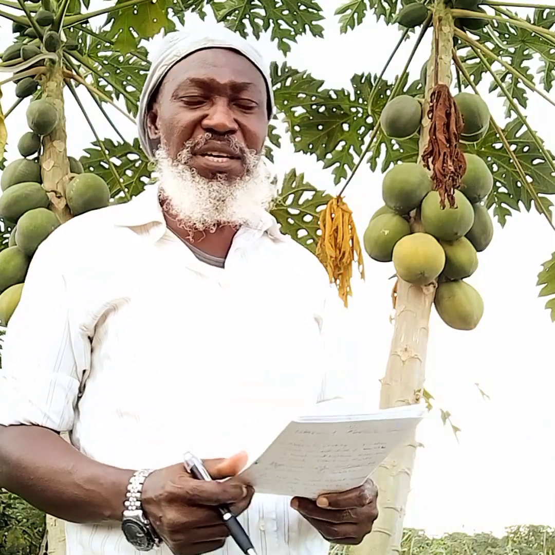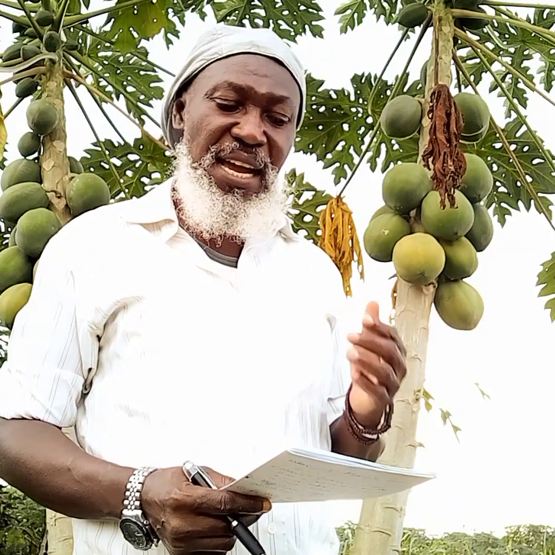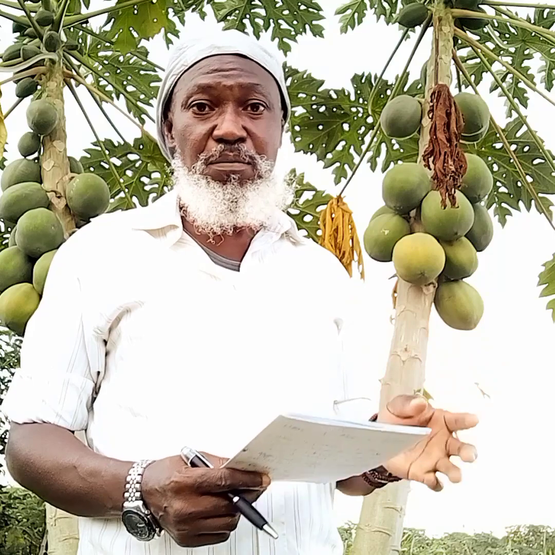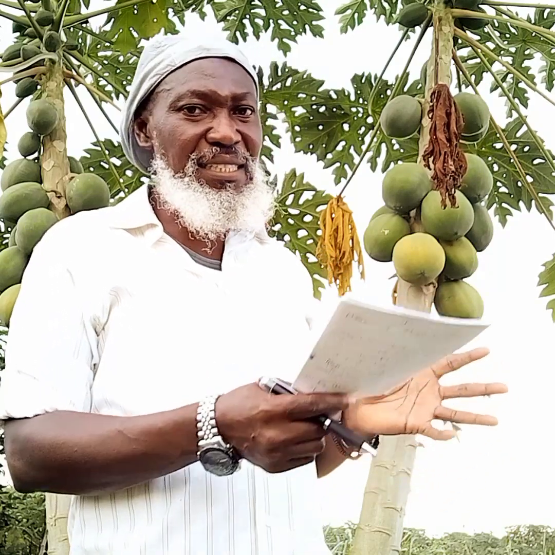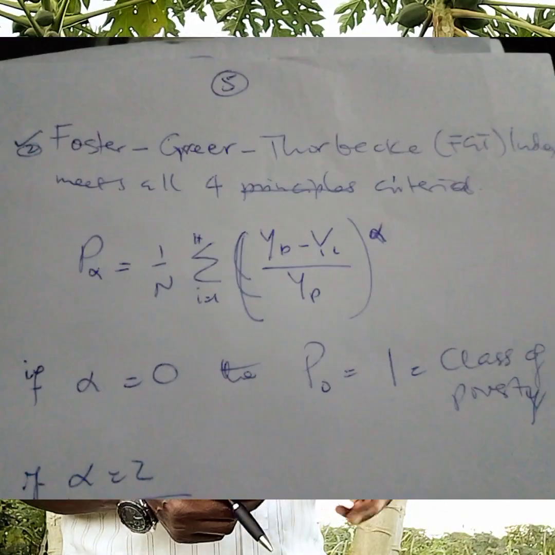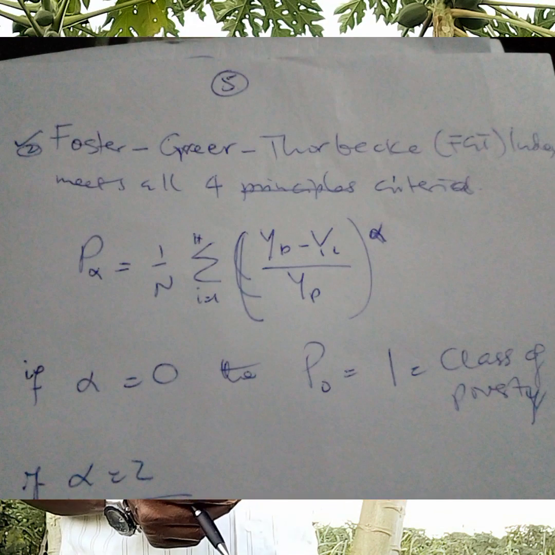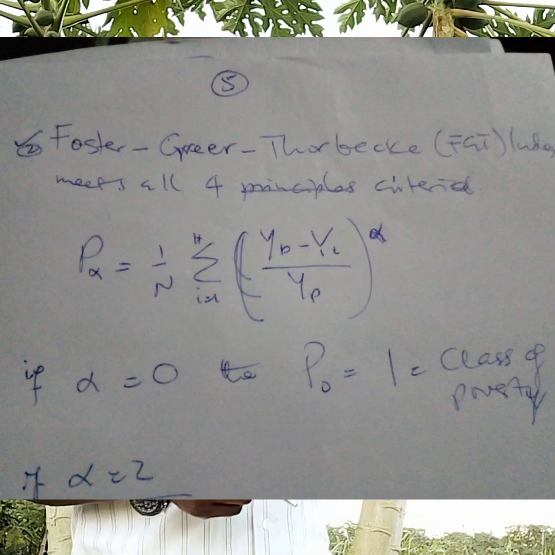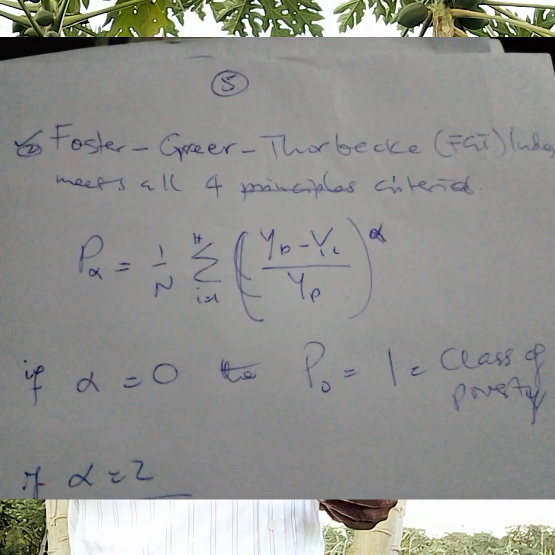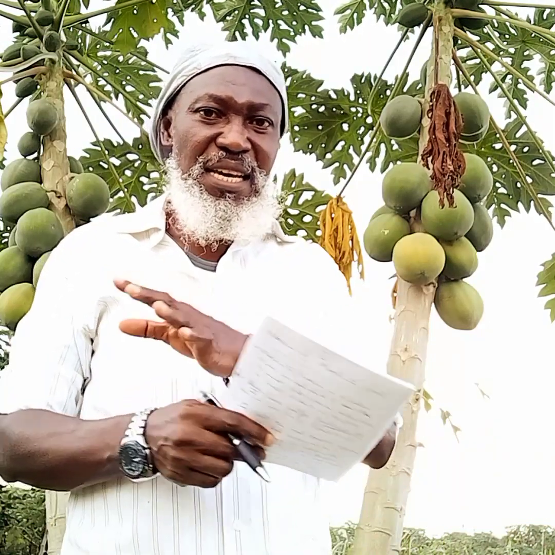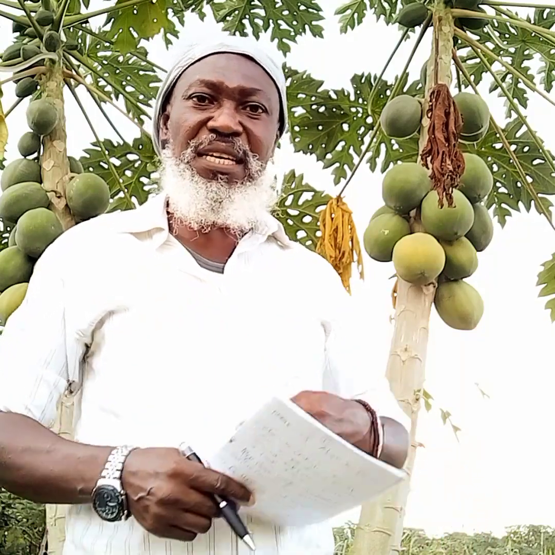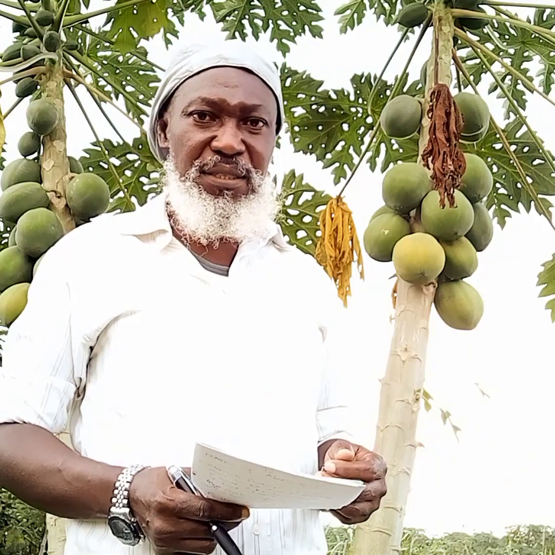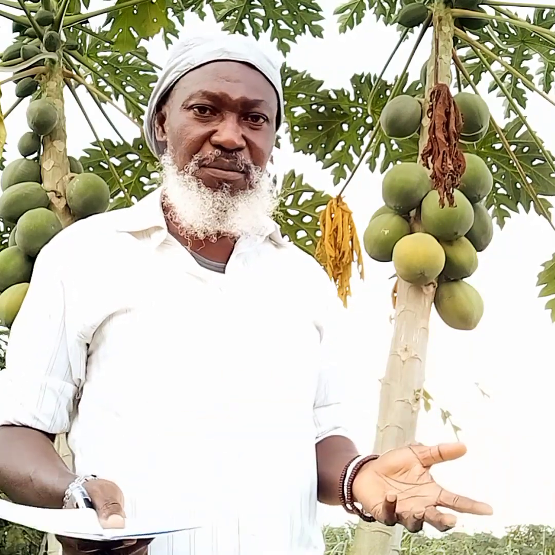Welcome back. We were on the Foster-Greer-Thorbecke index of measuring poverty. We said there's a certain summation by the formula we have seen. It's a ratio that is raised to a certain power. P naught means the power is zero, which brings everybody to the same level. That is, everybody is poor in that society. Say people who are displaced in wartime, people who are stranded, the victims, they are all the same. They are all vulnerable.